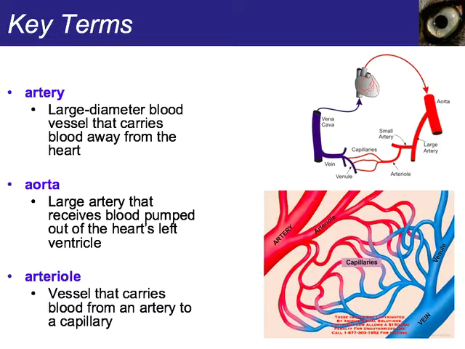So arteries. Arteries are large diameter blood vessels that carry blood away from the heart. So they carry oxygenated blood away from the heart. The aorta is a large artery that receives blood pumped out of the heart's left ventricle. And an arteriole is a vessel that carries blood from an artery to a capillary. So basically, the aorta is the largest artery, and it feeds into other arteries, which then eventually lead to arterioles, and you can see that here. You see that the artery is larger than the arteriole, which then feeds into the capillaries. And the arteries carry oxygenated blood, so they're carrying blood away from the heart and into the body.